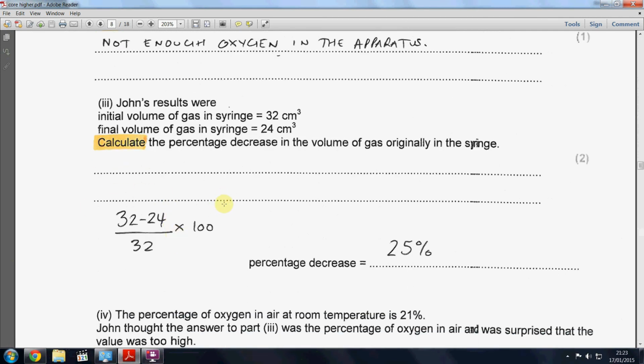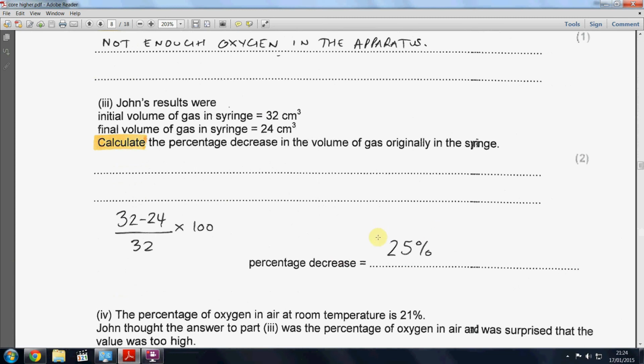So I'm hoping that you know this from GCSE maths, but if you don't, here goes. If you want to calculate a percentage decrease, you work out the decrease, and so the decrease is going to be 32 centimeters cubed minus 24. You then divide that by the original amount, which was 32, and then that'll give you a decimal. And if you want it as a percentage, we times it by 100. And the numbers are quite easy for this. We get 25%. But obviously, I'd hope you put that into a calculator in an exam. Make sure you get it right.